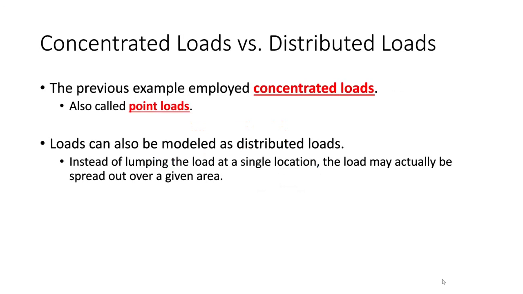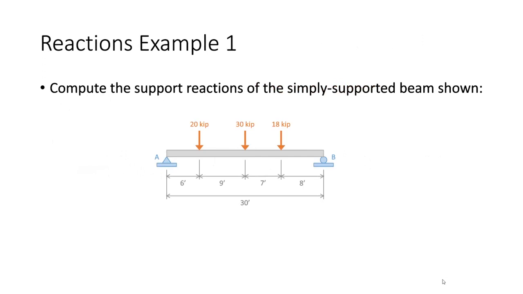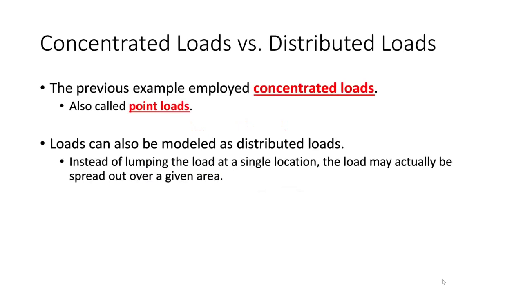First thing I want to talk about is the difference between concentrated loads and distributed loads. That previous example employed concentrated loads, also called point loads. What I mean by that is I have 20 kips lumped at one point, 30 kips lumped at one point, 18 kips lumped at one point. There are real-world physical examples of that.